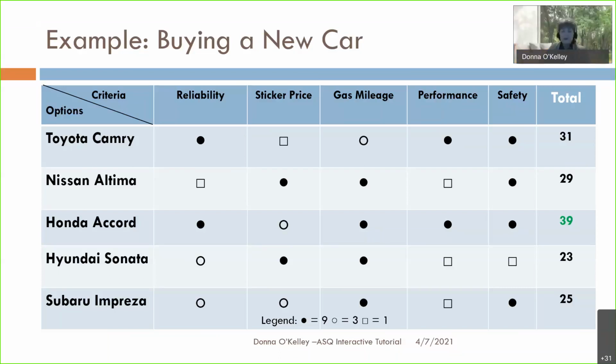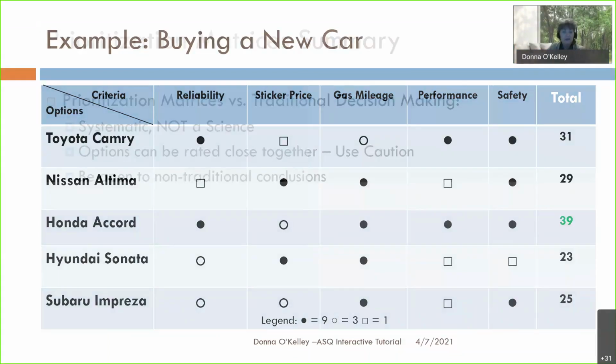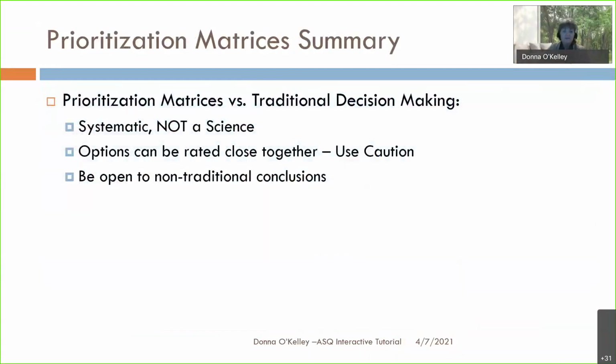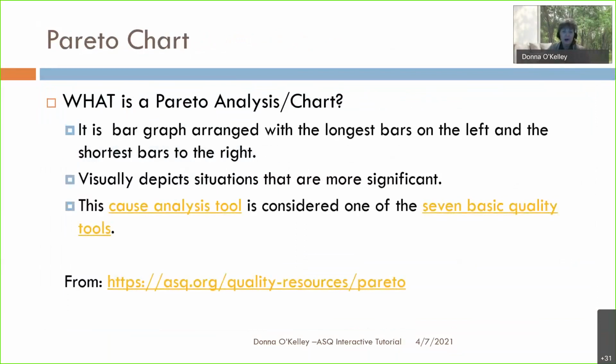Does anybody else have anything about the prioritization matrix? Because I want to just show a couple of things on the Pareto, just because there's a case study that I found in Quality Progress from March that is extremely well done. Again, what is a Pareto chart? It's a bar graph where you're trying to figure out what is impacting your problem the most. All this is from ASQ.org.